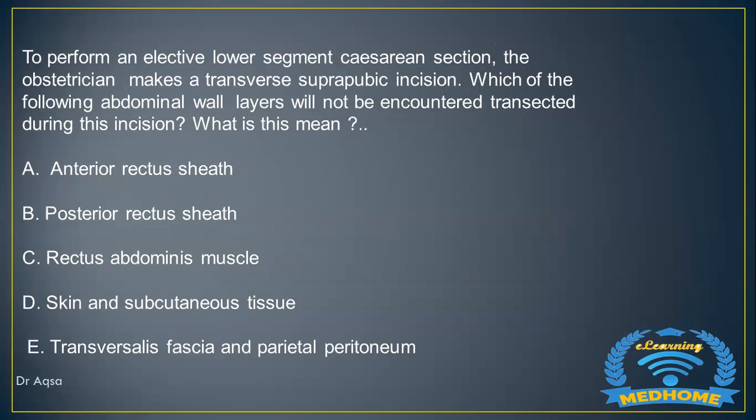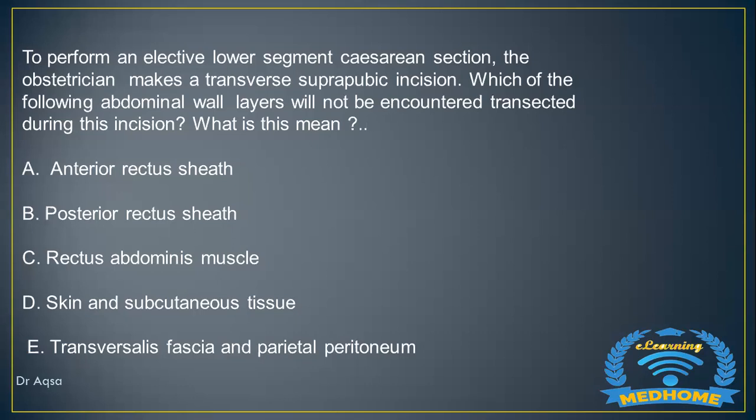To perform an elective lower segment cesarean section, the obstetrician makes a transverse suprapubic incision. Which of the following abdominal wall layers will not be encountered or transected during the section? Anterior rectus sheath, posterior rectus sheath, rectus abdominis muscle, skin and subcutaneous tissue, transversalis fascia, and parietal peritoneum. Well, transversalis fascia and parietal peritoneum may be the answer.